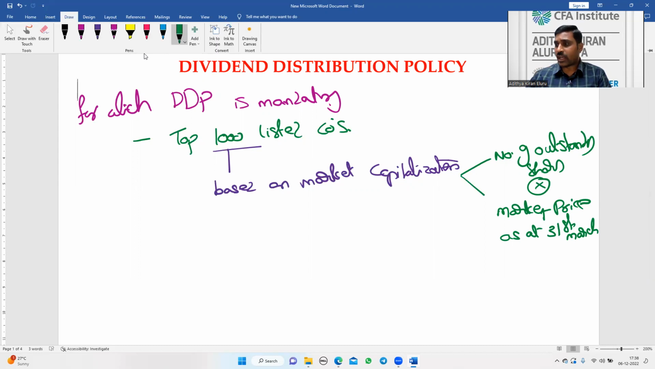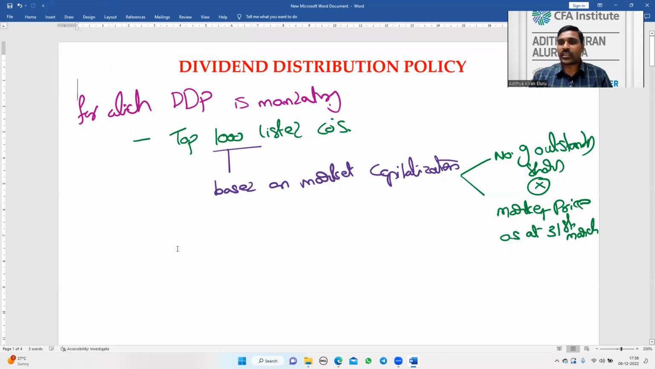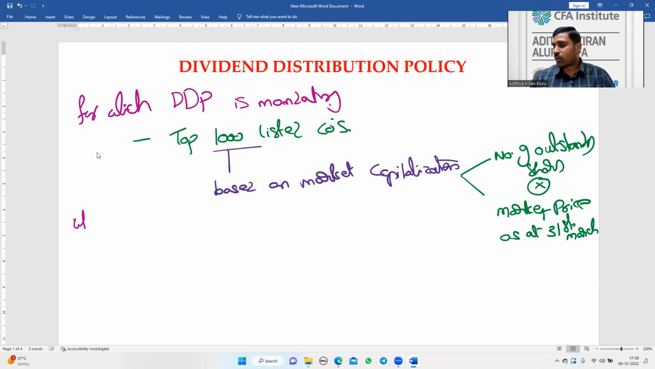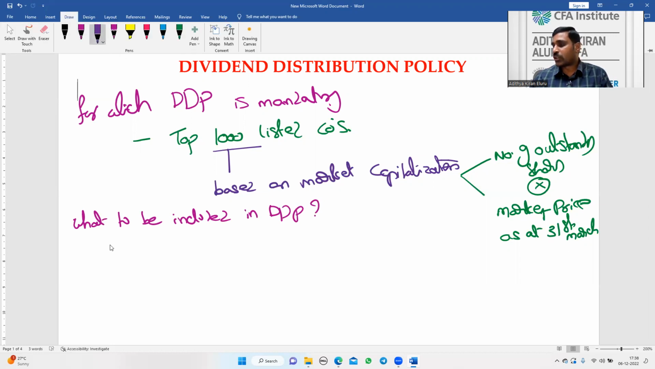So how is the market capitalization determined? Market capitalization is determined based on the number of outstanding shares into market price as at 31st March. For these companies, dividend distribution policy is mandatory. Next, what are the contents of the distribution policy? What is to be included in the dividend distribution policy?